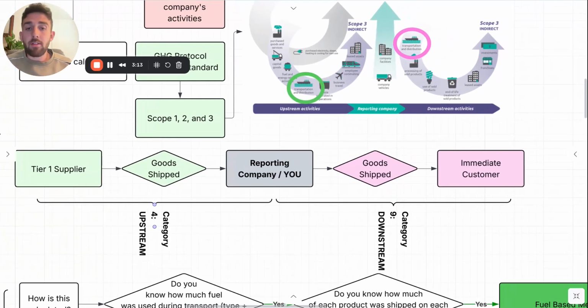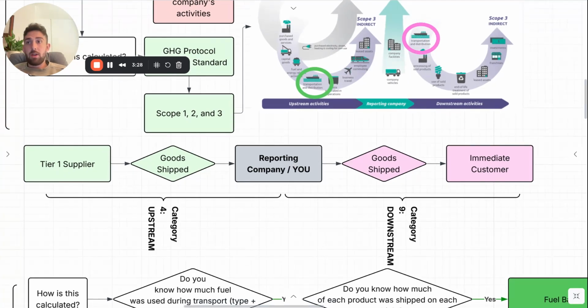Then once they're in your warehouse and sold to an immediate customer, they are then shipped again through sea, air, and land, and this is your category 9 downstream, your outbound deliveries, and that's how they segment the Scope 3 categories. So that's your inbound and outbound figured out.